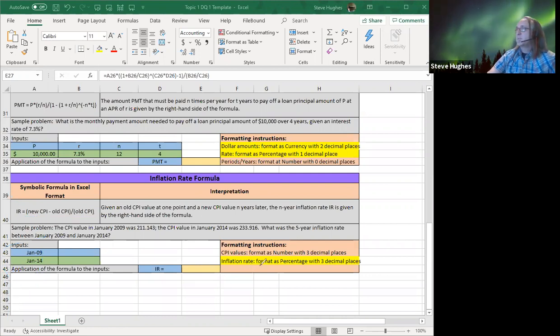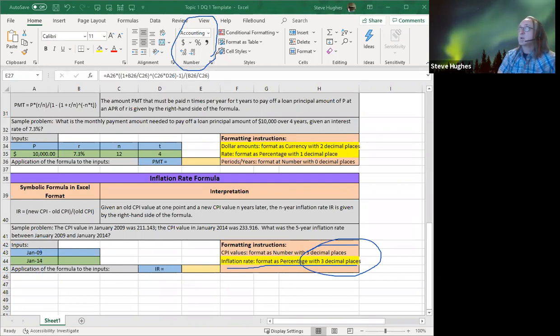Lastly, it says, make sure when you're done with the formula, make sure your inflation is a percentage with 3 decimal places. 3, okay, 3 decimal places. Remember, the toolbar right here is where you do all your formatting. You see a percent sign, click it, right? You want to add decimal places, click the left arrow. Want to take away decimal places, click the right arrow, okay? So you guys know you got the formatting.